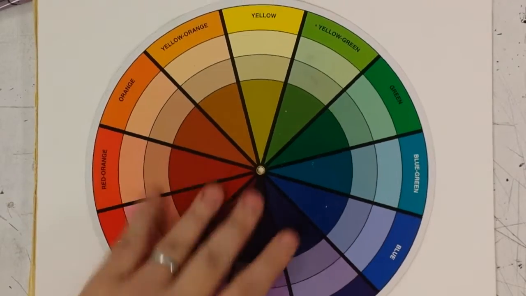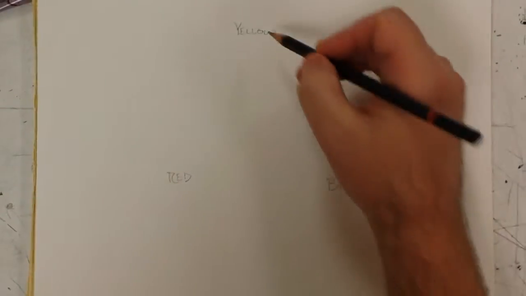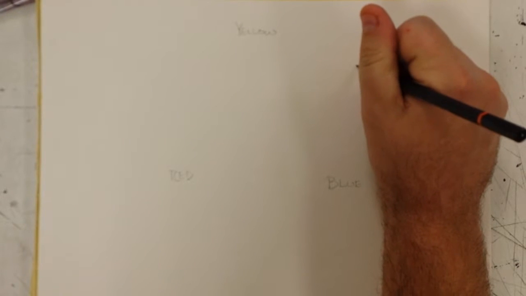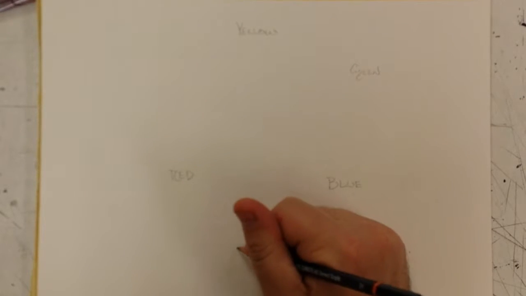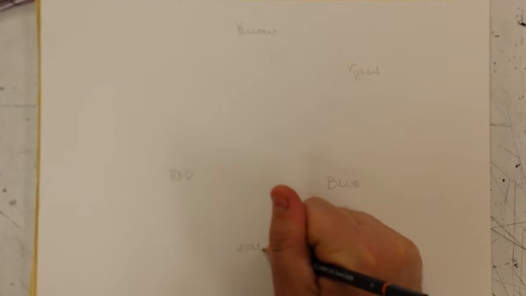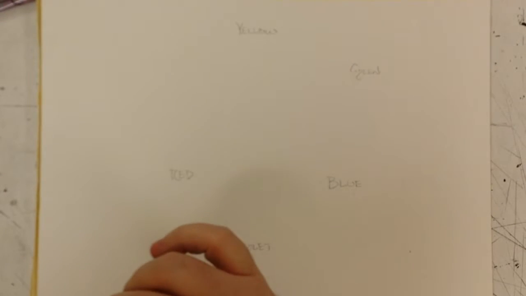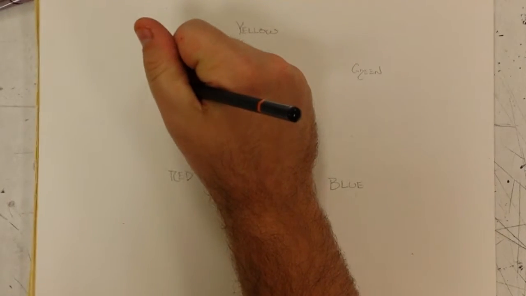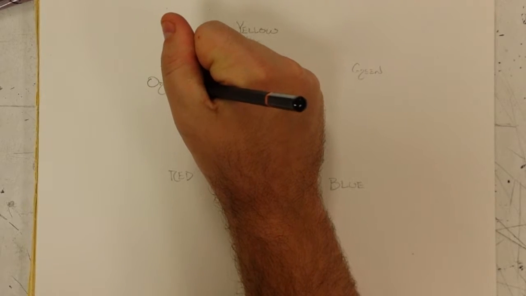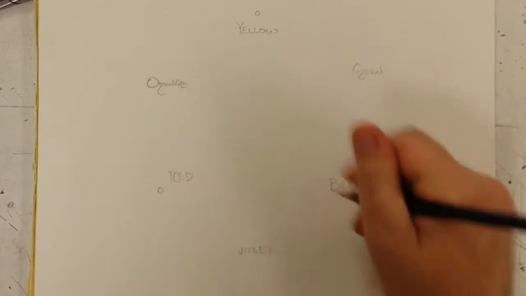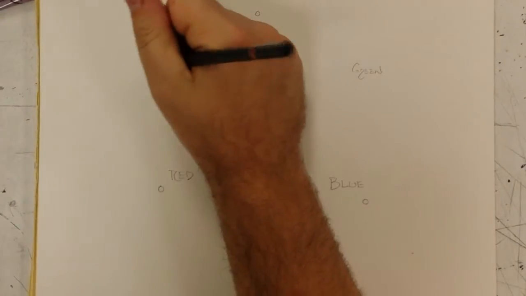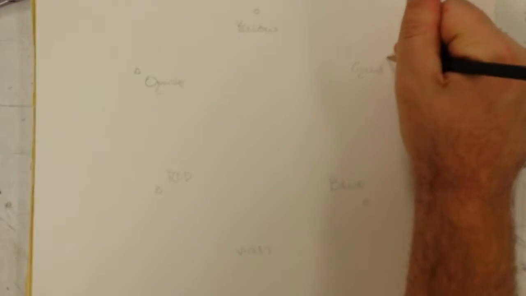So, for example, yellow and blue make green. Blue and red make violet. Red and yellow make orange. Now, those are our primaries, right? And then our secondaries.